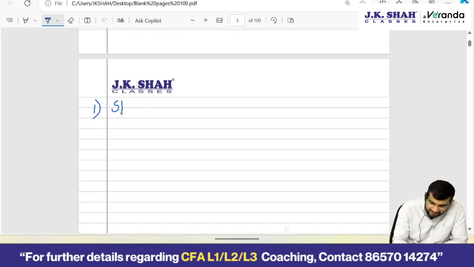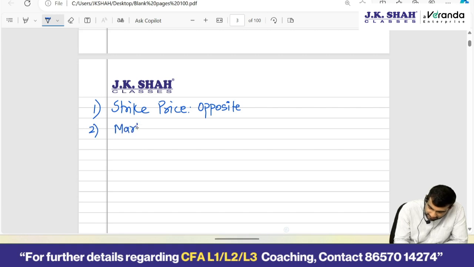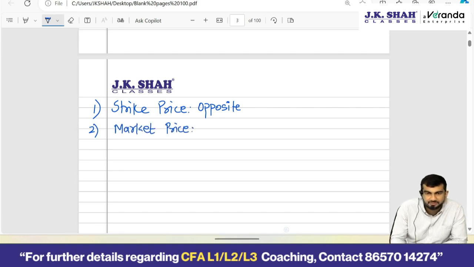First was strike price, opposite directional effect. Second, market price. Market price and call option premium, direct relation. Market price and put option premium, inverse relation. So again, it has opposite directional effect on both call and put.